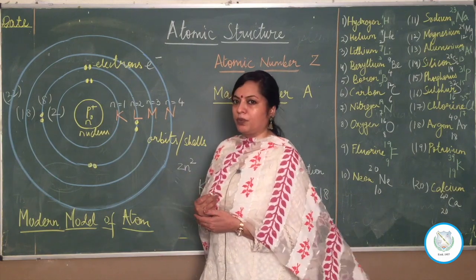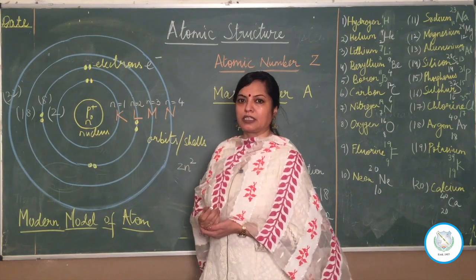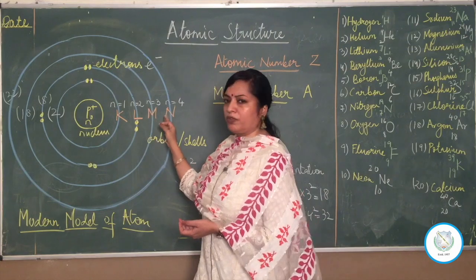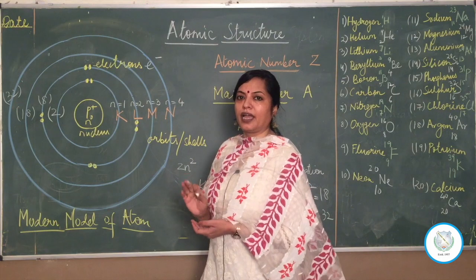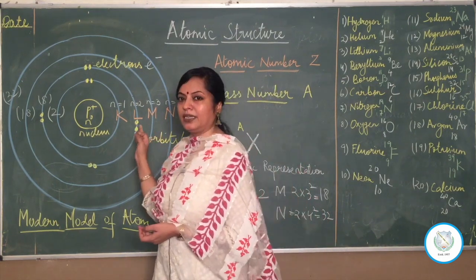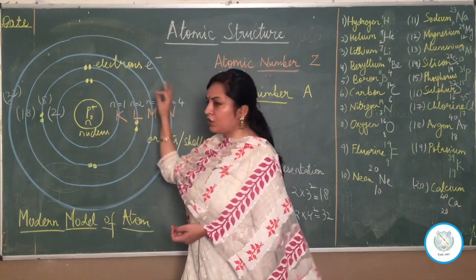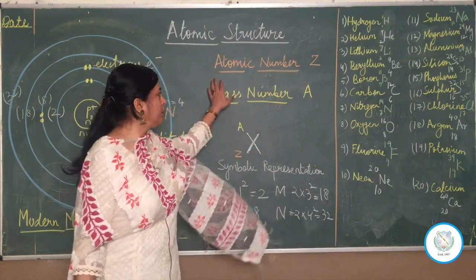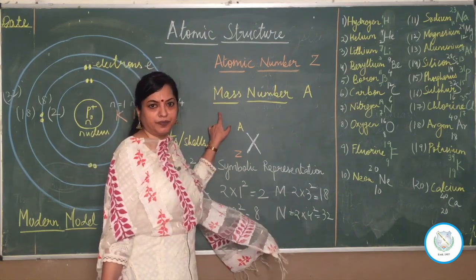So according to the Bohr-Bury rule, the 2n square formula is used for finding out the maximum capacity of every energy level or shell. Then the electrons need to be filled in a stepwise manner. And thirdly, the last shell cannot have more than 8 electrons. So before we discuss any examples or how to calculate the number of protons, neutrons or filling of electrons, we need to be acquainted with two terms which we would be using often, that is atomic number and mass number.